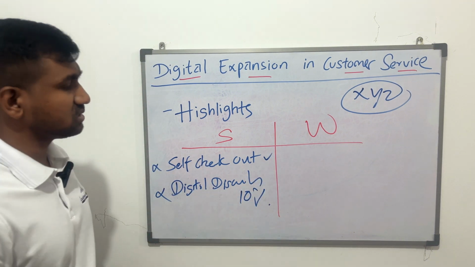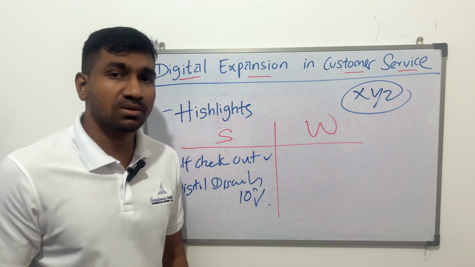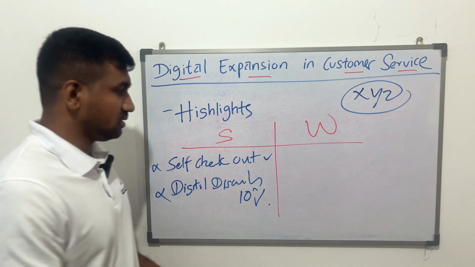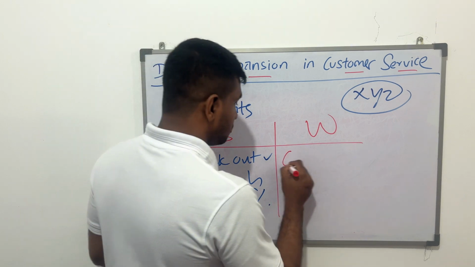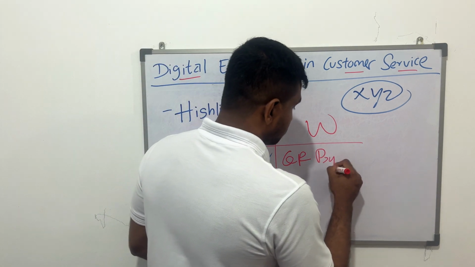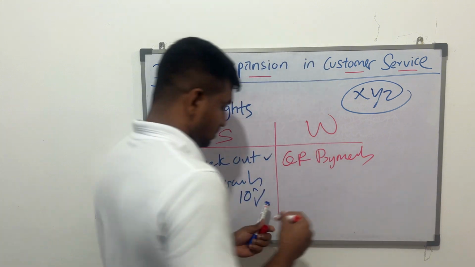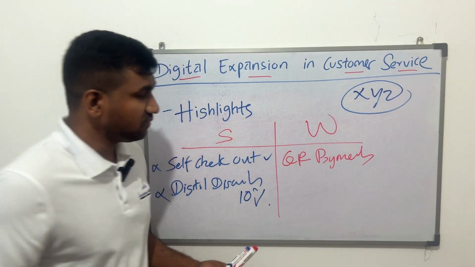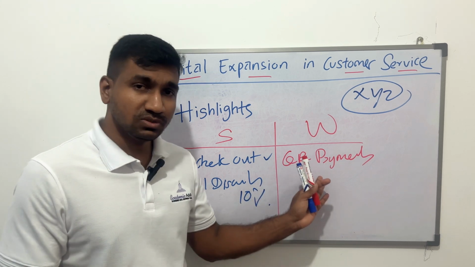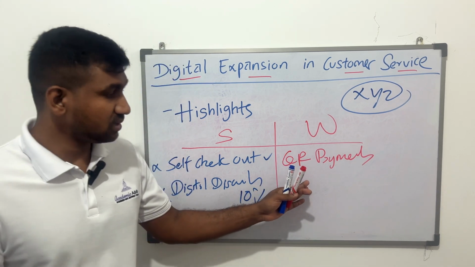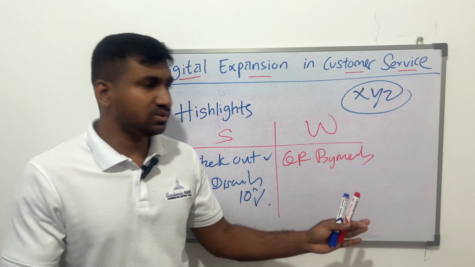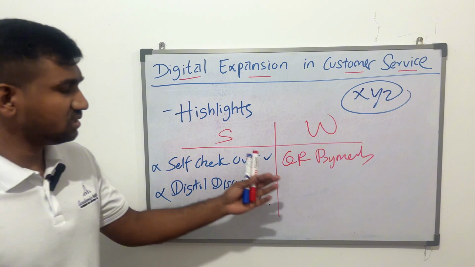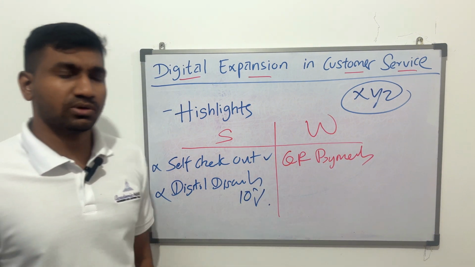So what are the weaknesses? These are just examples. In your company, things could be different. So weaknesses. Maybe they don't have QR payments. So there's an opportunity. Not just opportunity, this is like a weakness. You can even consider this as an opportunity as well. So QR payments, they don't have this in this supermarket. What else? What are the other weaknesses that you can have?